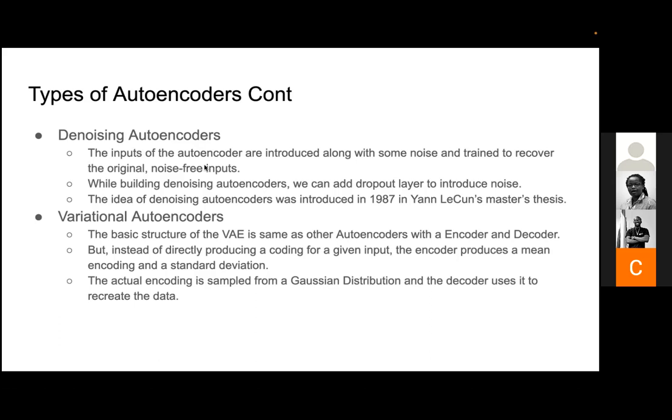In the real world, whenever we are training an encoder and decoder, we always try to incorporate dropout layers because we don't want the encoder to overfit on the given input sequence. And the idea of denoising autoencoders was introduced by Yann LeCun in his master's thesis. That means autoencoders are even older than we imagined.